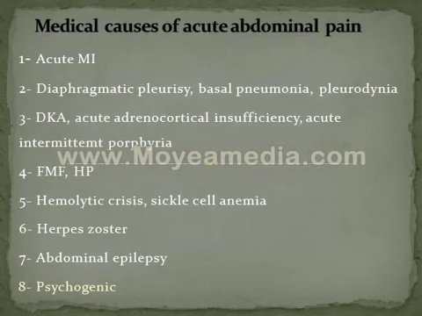Causes of acute abdominal pain may be medical causes or non-surgical causes, and surgical causes. Medical causes of acute abdominal pain include acute myocardial infarction, diaphragmatic palsy, basal pneumonia, diabetic ketoacidosis, familial Mediterranean fever, hemolytic crisis, sickle cell anemia, herpes zoster, abdominal epilepsy, and psychogenic.